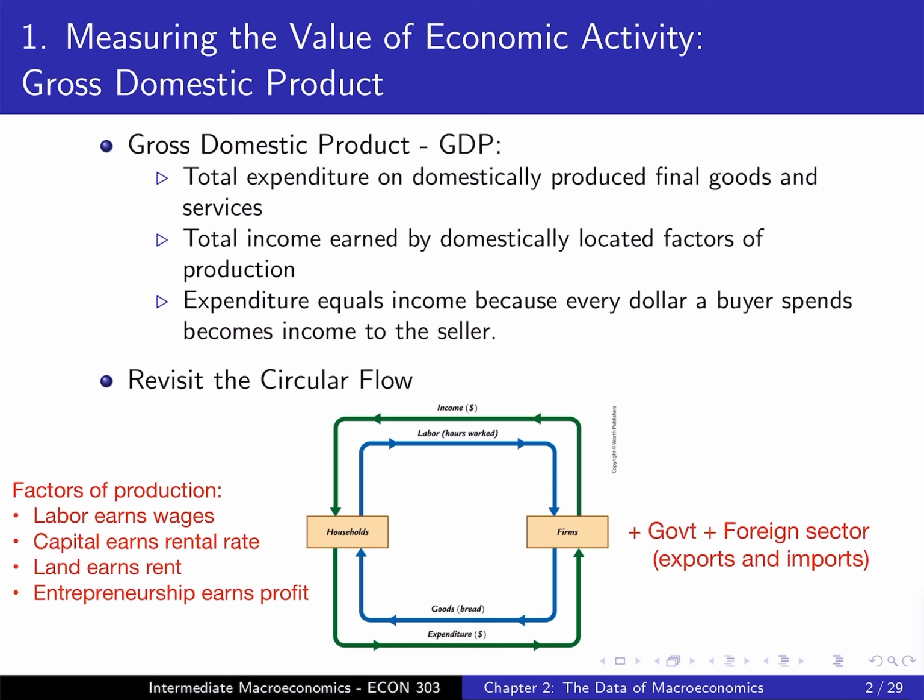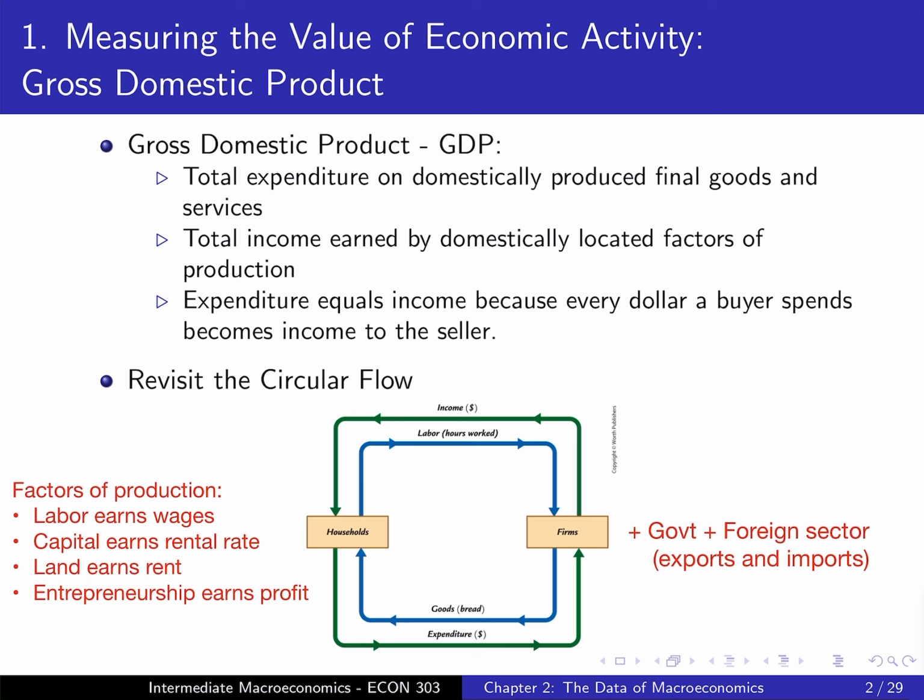GDP can be understood in two equivalent ways: total expenditure on domestically produced final goods and services, and total income earned by domestically located factors of production. Why are these two definitions equivalent? Because every dollar a buyer spends becomes income to a seller. This is a core principle in macroeconomics. Expenditure equals income. Let's revisit the circular flow diagram.